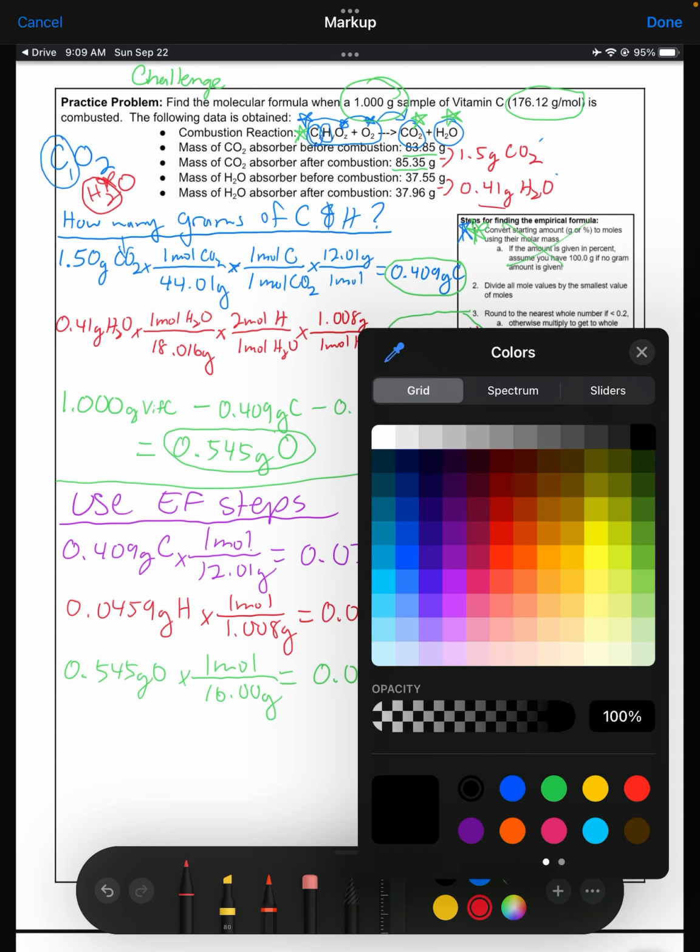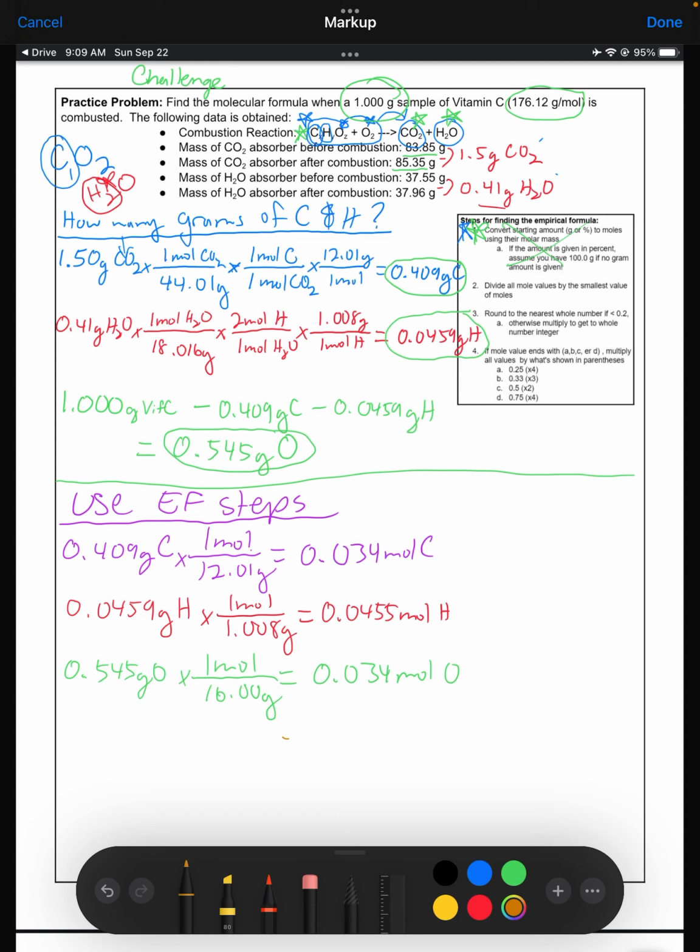Now I need to divide by my lowest amount of moles. In this case, we have 2 that are the same, right? I have 0.034 twice. And so I'm just going to divide all of these by 0.034. And I'm going to get 1.00, 1.33, and 1.00.